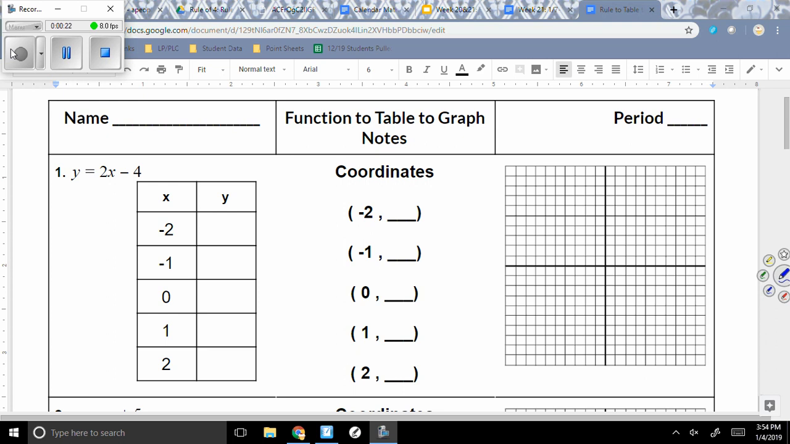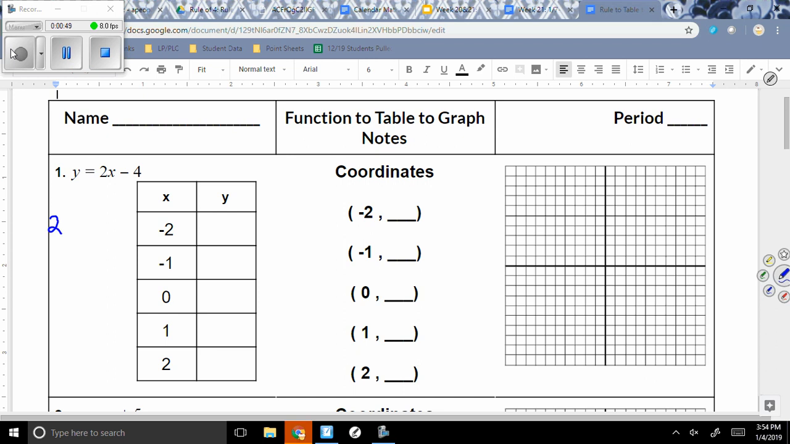So in number one, I have the function y equals 2x minus 4. And then I have a table here. This table has a column for x and a column for y. It looks like they just took out that middle section of the tables that we were working with last week, but it's still the exact same thing. I have to take those x values, put them into that function, and find out what the y is going to be.